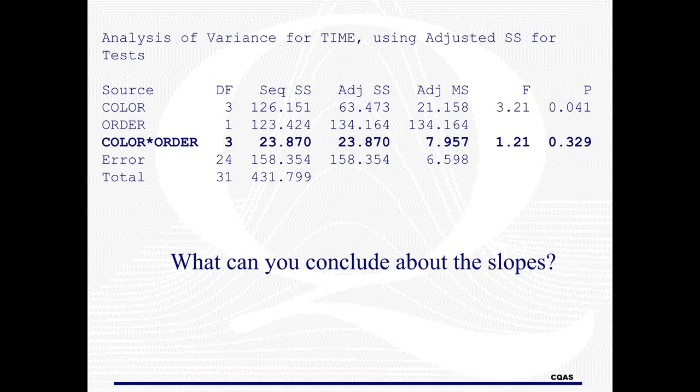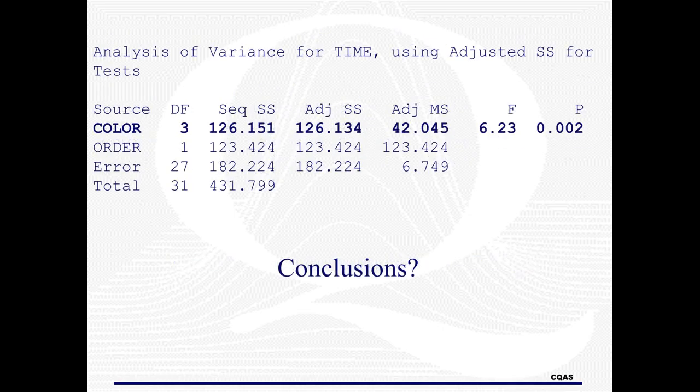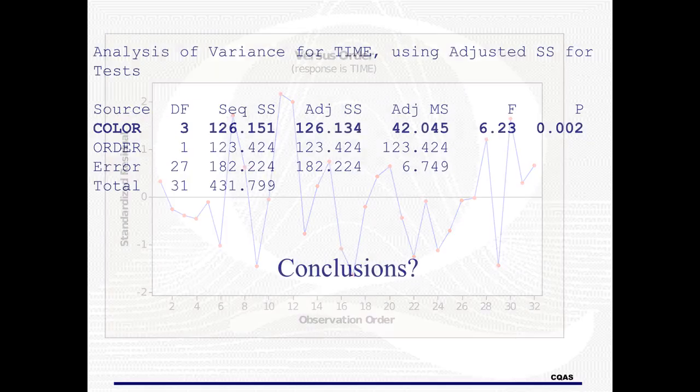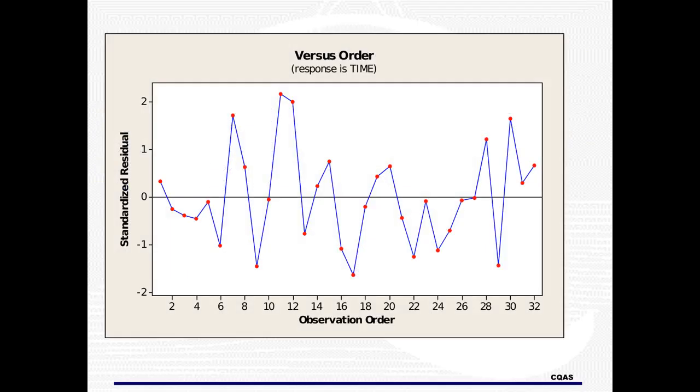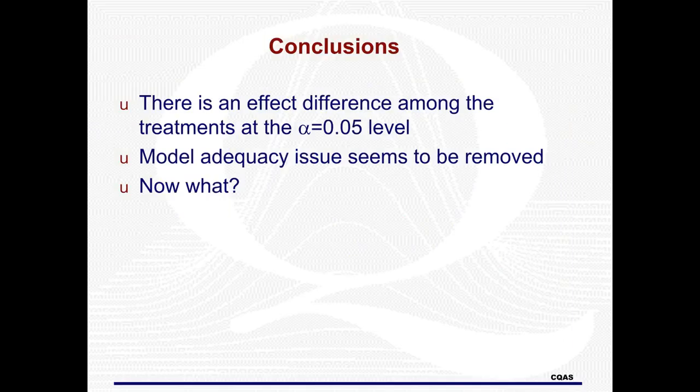Since the interaction is not significant, we conclude that slopes are equal and can proceed with the simpler ANCOVA model. After removing the interaction, we see that color has a significant effect. Including the covariate improved the model and clarified the treatment differences. The residuals versus order plot looks much better. We conclude that at least one treatment differs and that the model seems to be adequate.